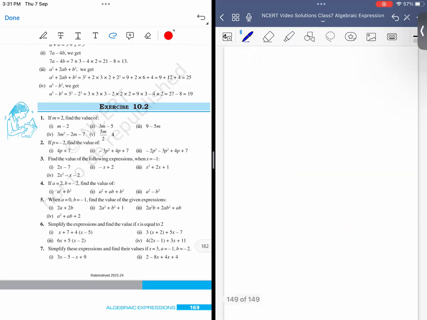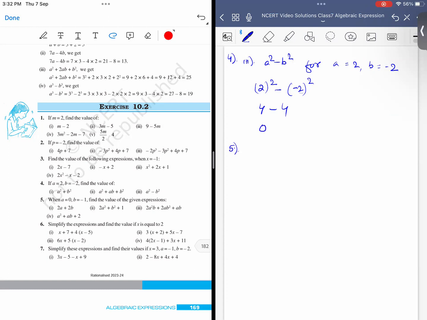Question number 4. If a is equal to 2 and b is equal to minus 2, again I'm doing the third part, that is a square minus b square. Put the values: 2 square minus of minus 2 whole square. 2 square is 4, minus minus 2 square is also 4. So 4 minus 4 is 0.